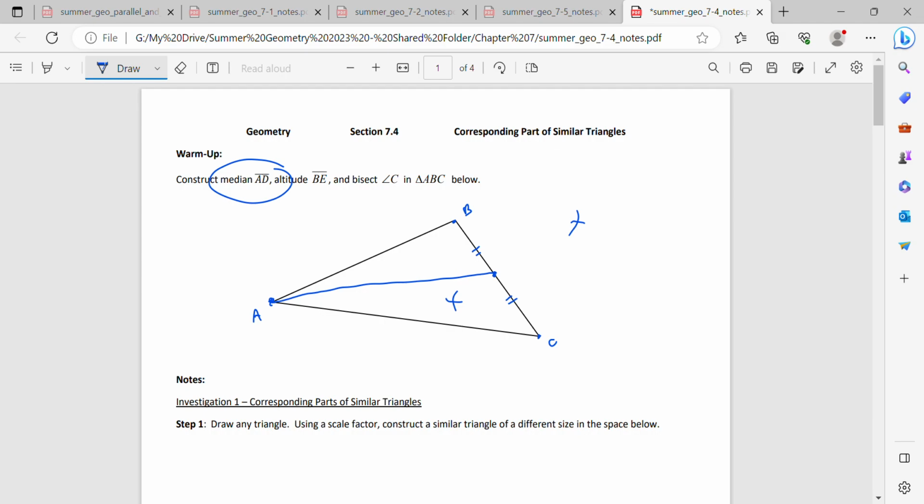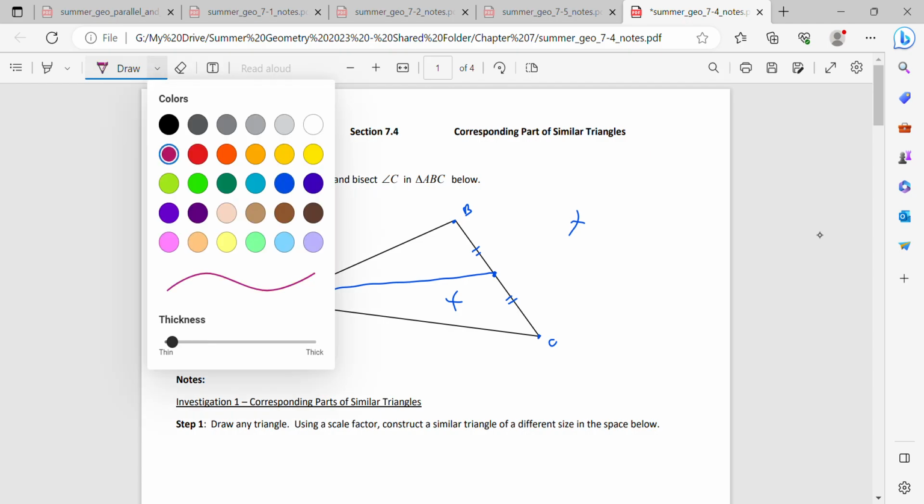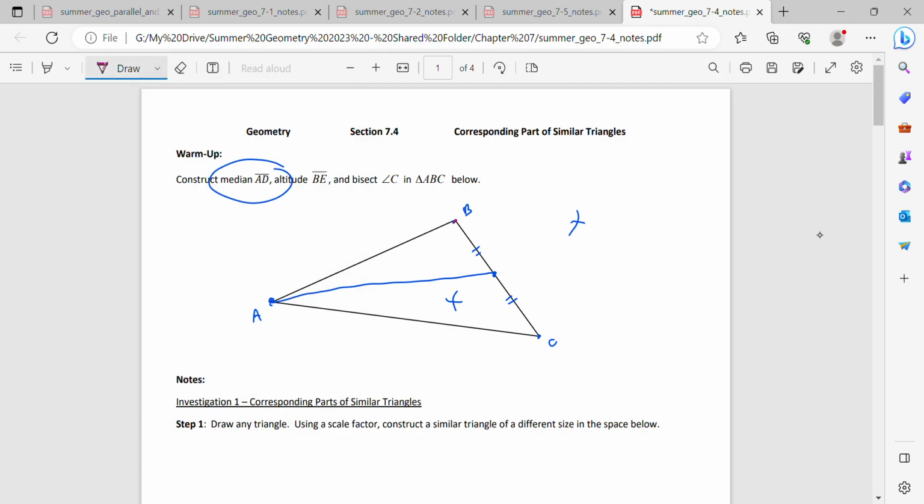Now for altitude BE, remember an altitude goes perpendicular to the opposite side. So you have to put your compass on B, put your stylus on B, and swoop your compass on either side of point B to segment AC. Then you're going to use these two swoopies as your endpoints and bisect that. This time you only need one arc from each endpoint, because you already have point B to go through. And our last thing, we want to bisect angle C.